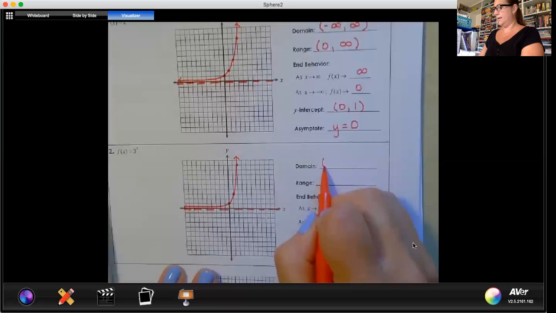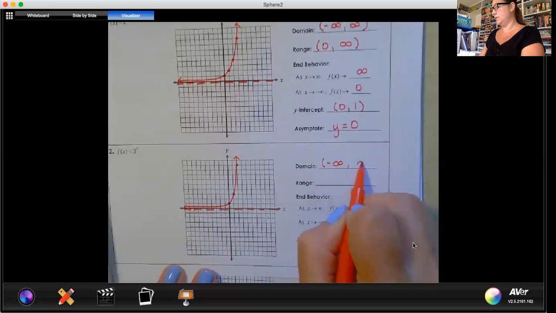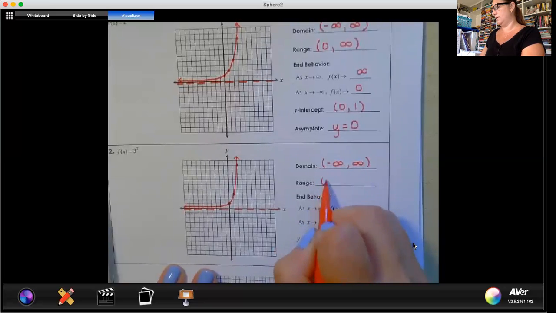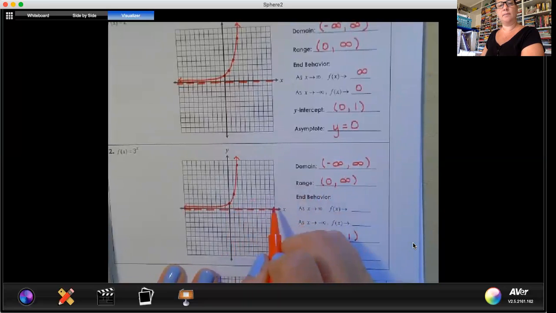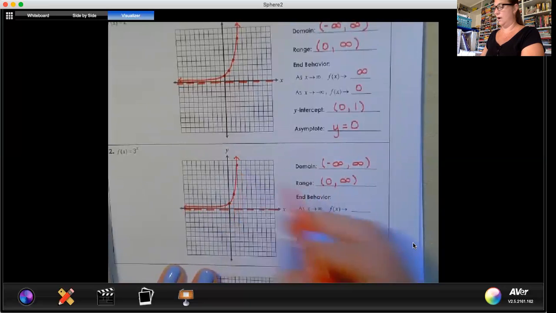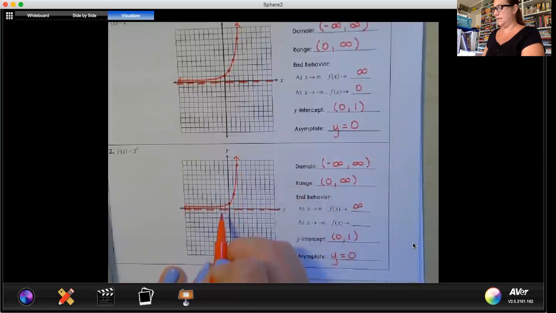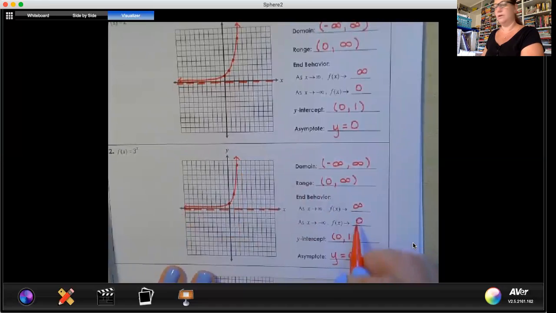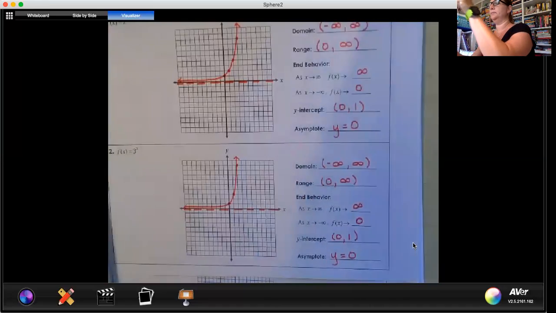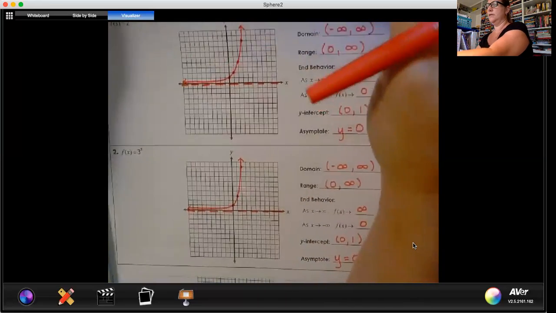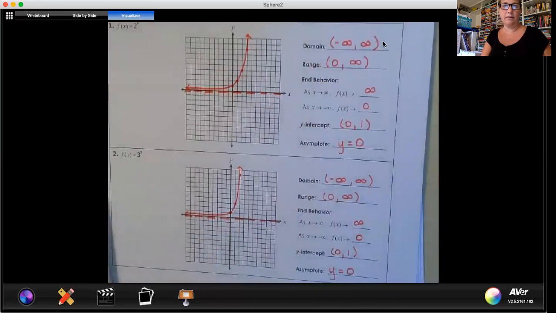Again, your domain has no restriction. Your range is greater than 0. Your end behavior: as x approaches infinity, your graph approaches infinity. And as x approaches negative infinity, your graph approaches 0. So there are 3 problems on the back of this sheet. I would like for you to pause your video, work on those 3, and then come right back.